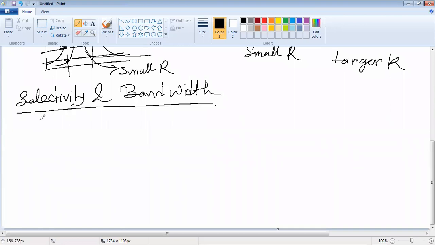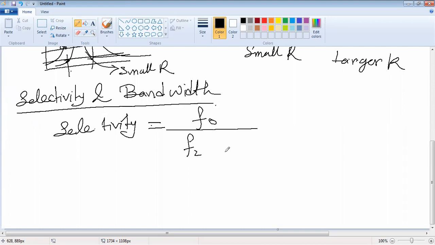So what is selectivity? Selectivity of a resonating circuit is defined by the ratio of F0, means F naught, to the bandwidth of the circuit. So selectivity is given by the ratio of F naught to the bandwidth. So this is also called the Q factor.